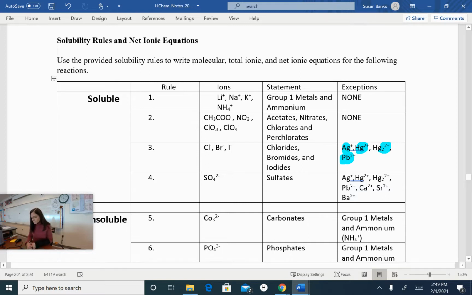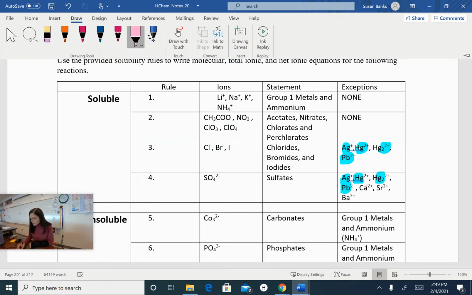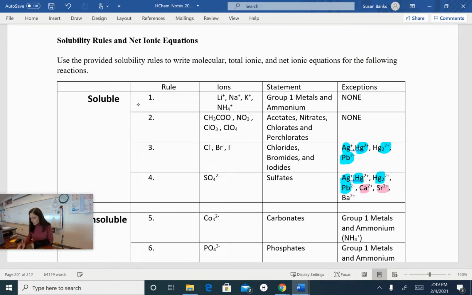It wouldn't dissolve. Okay, next rule, sulfates. Sulfates by and large are soluble. We also have the same exceptions. We have mercury and silver and lead, but we have some more exceptions. So our exceptions here are calcium, strontium, and barium. So not only would silver, mercury, and lead sulfate not work to dissolve, calcium, strontium, and barium sulfate also shouldn't dissolve very well. Okay? Let's move on to our insoluble.